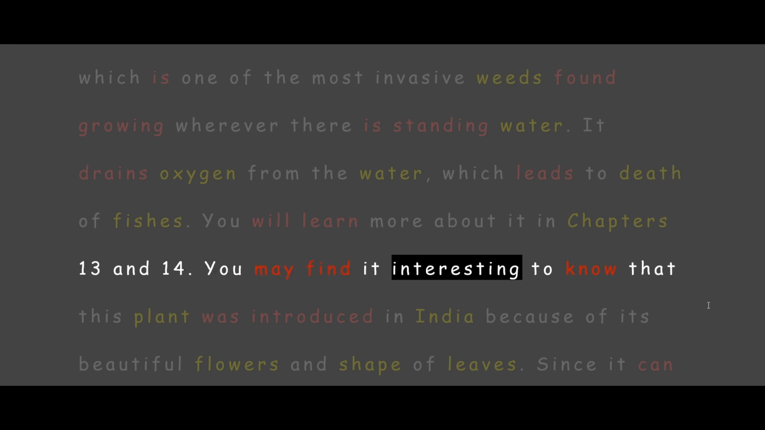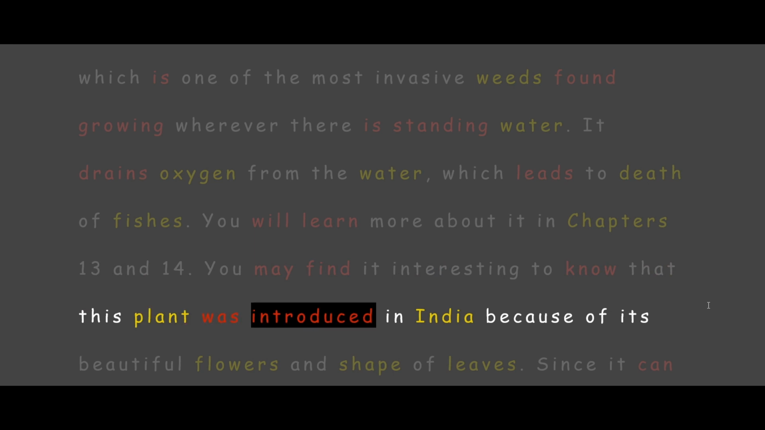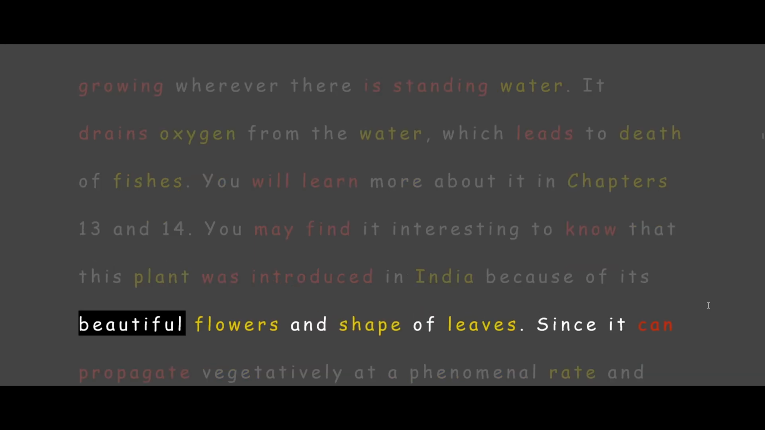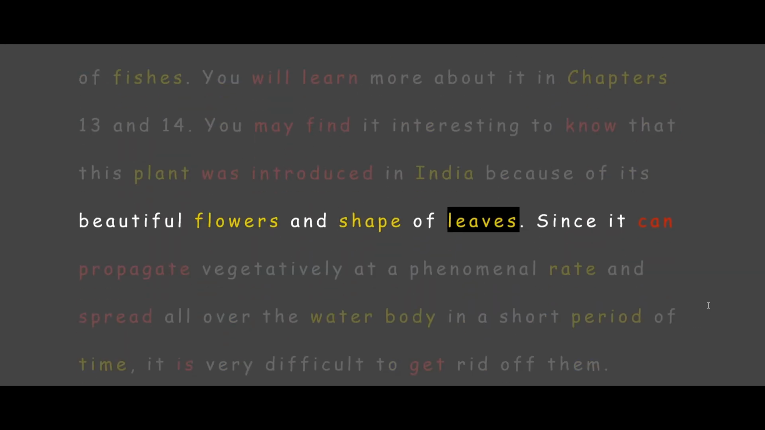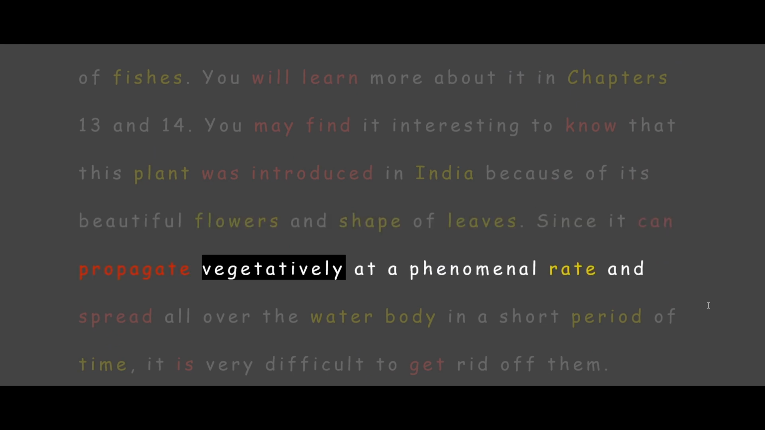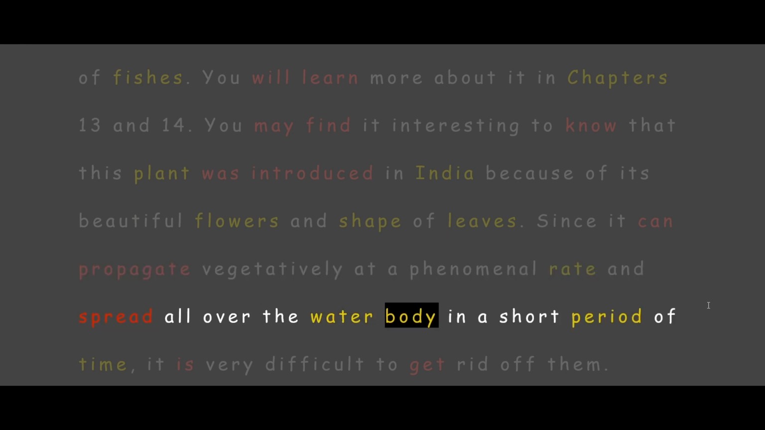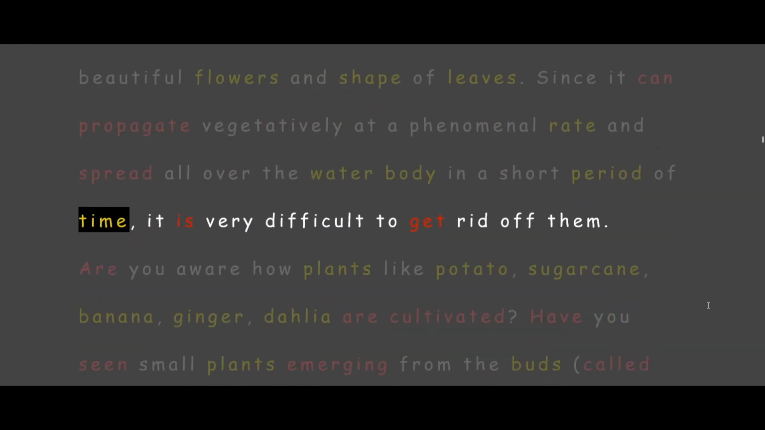You may find it interesting to know that this plant was introduced in India because of its beautiful flowers and shape of leaves. Since it can propagate vegetatively at a phenomenal rate and spread all over the water body in a short period of time, it is very difficult to get rid of them.